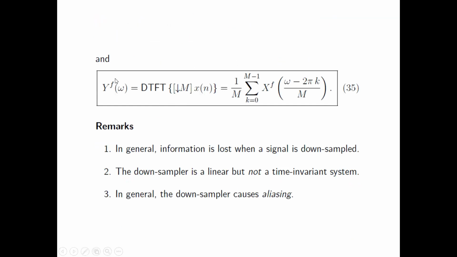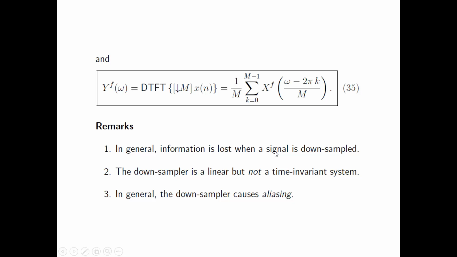So we can say that Y(omega) is the DTFT of the downsampling by M of x[n]. Like this, we can represent the Fourier transform, and this will be given by this equation. Now, in general, we can make some remarks about downsampling. In general, information is lost. Why is information lost? Because we are losing the samples, right?